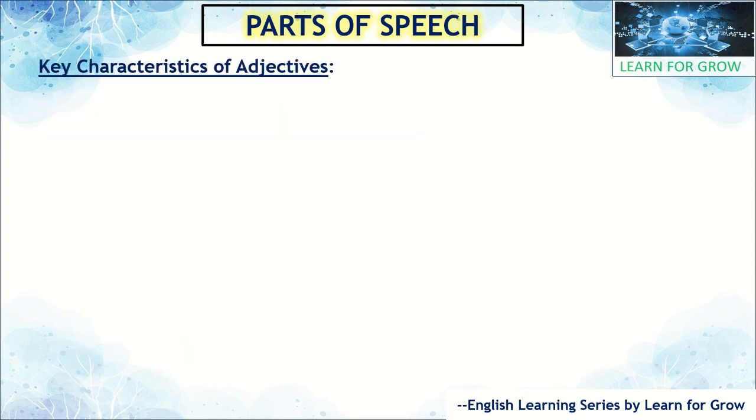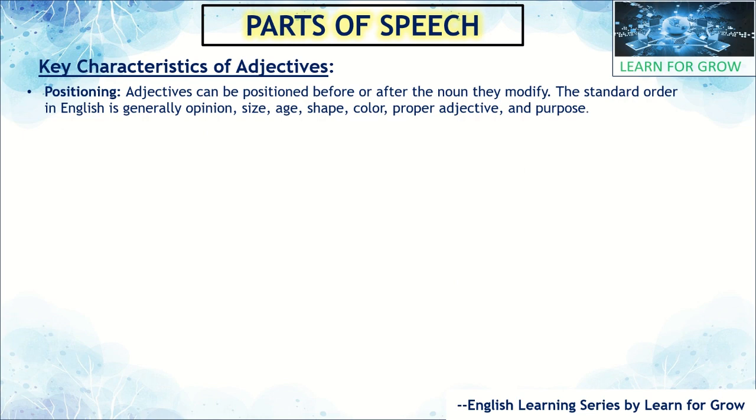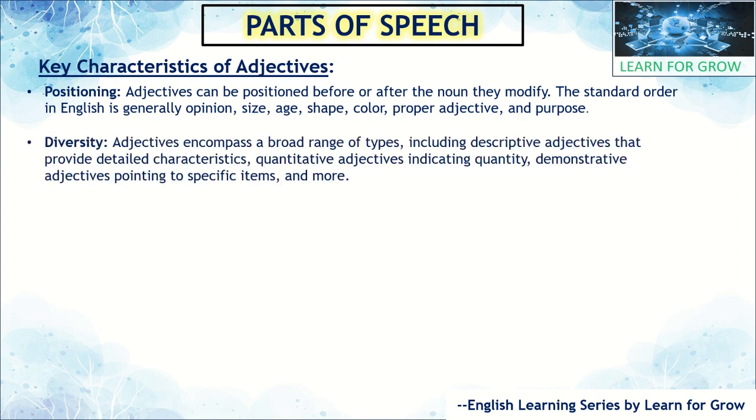That was the second one, and the third one is positioning. Adjectives can be positioned before or after the noun they modify. The standard order in English is generally opinion, size, age, shape, color, proper adjectives, and purpose. This says the positioning of adjectives, right? Like that, diversity.